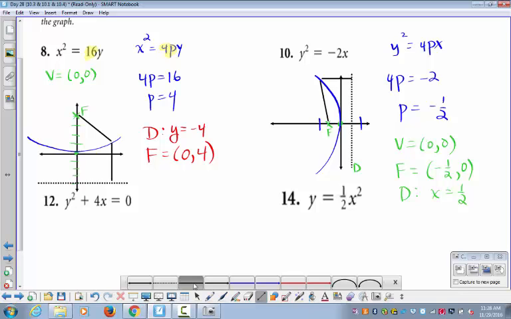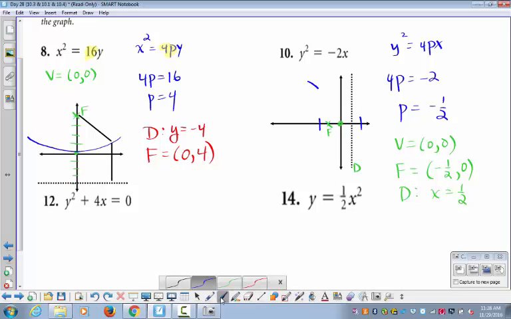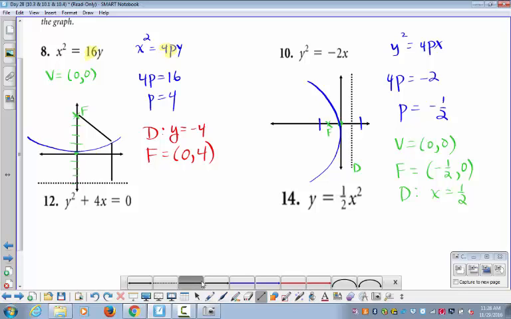I didn't do a great job there. Let me try graphing it again. So graphing it just a little bit steeper. Because it should be the case that if that point right there is on the parabola, that vertical distance and that distance to the focus should be about the same. It should match, more or less.